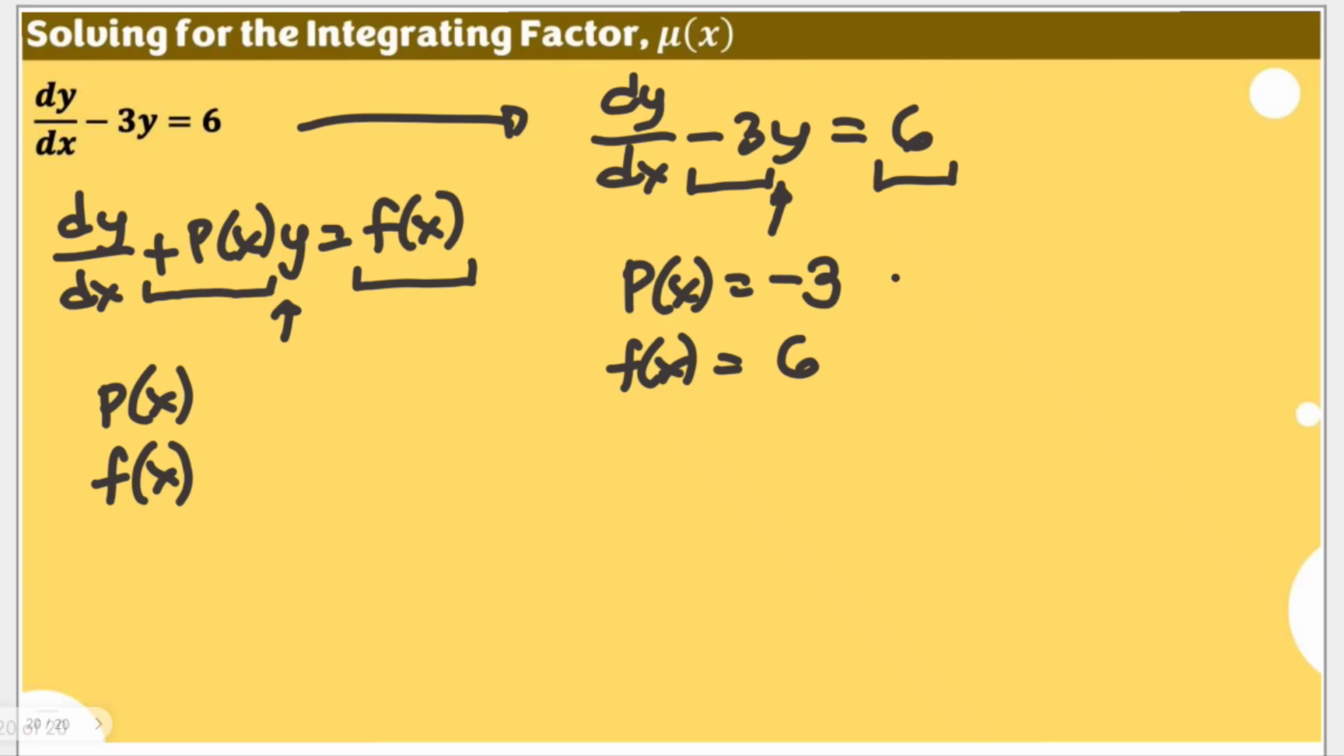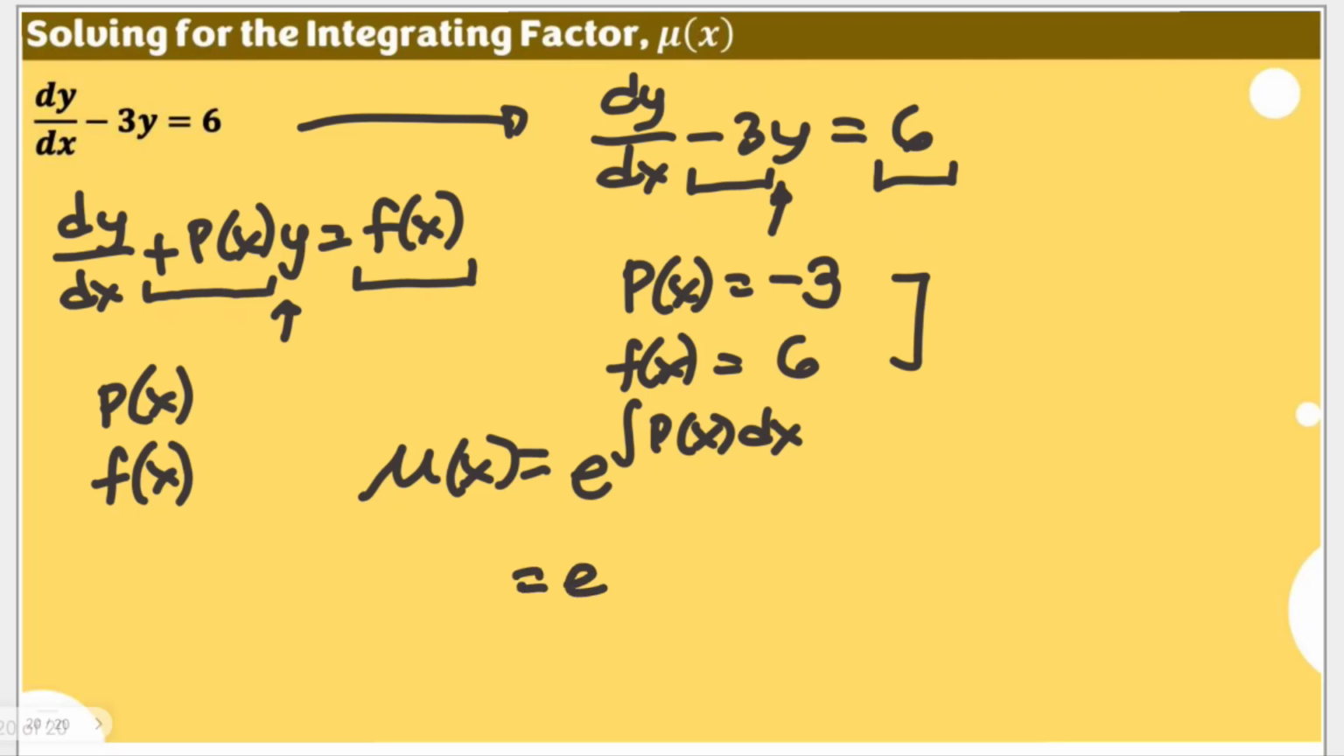Now we have identified already p of x and f of x. As mentioned, f of x will be used in a further process. It will be part of a separate video, but this time we will be using p of x because our integrating factor mu of x is identified as e to the power of the integral of p of x dx. So simply plug in here the value of our p of x, the integral of negative 3 dx, and simply integrate the exponent.